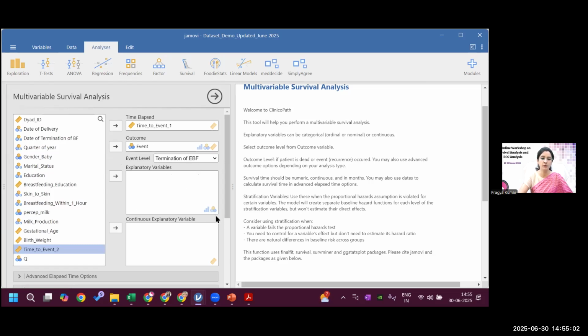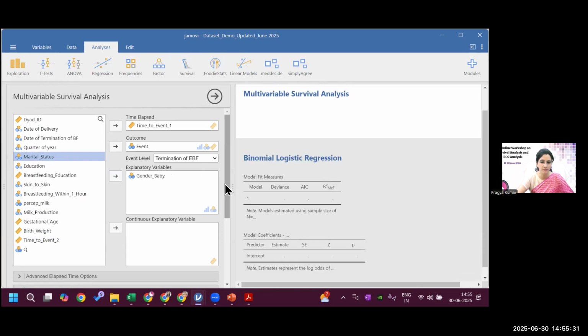Now, I'll move variables one by one because I have to check, in the unadjusted hazard ratio, what the p-value is. So if the p-value is more than 0.2, then we will not take those variables in our model, the same way we did in logistic. So I'll start with the gender of the baby, and I'll put that here in the explanatory variable.